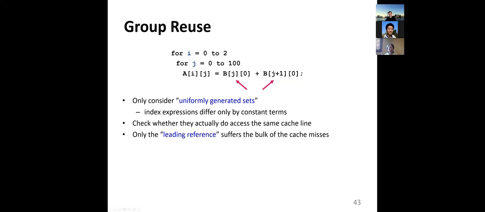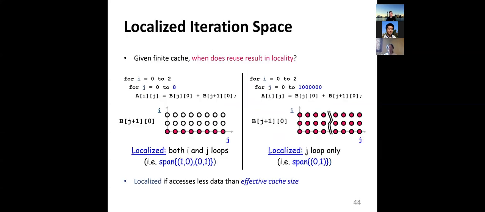If that's the case, then only the leading reference suffers all the bulk of cache misses, and the other one, the trailing one, always gets a hit, right? Because this one goes up front, and it's like a prefetching. It happens to see all the needed data one iteration in advance, and when I want to access B[j], you already had that access, right? So in that sense, it's relatively simple. So when you have a group of those reuses, you just need to make sure what the leading one does. Okay.